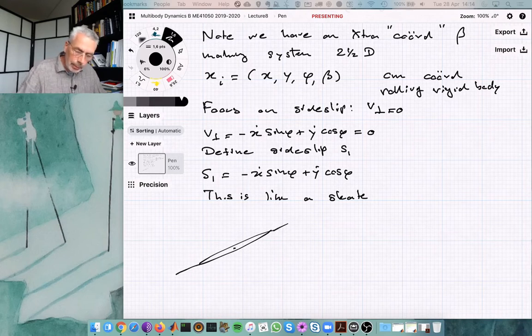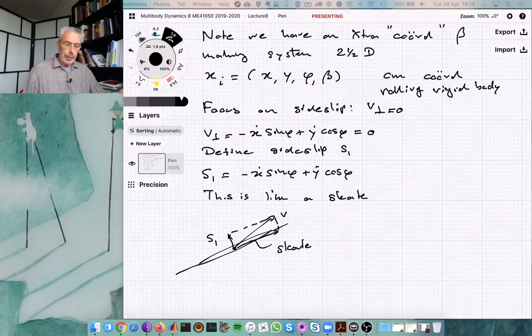only in this direction. So this is this point. This is the skate on the ice. If this is the velocity, then this is what we call S1, the side slip. And again, we want the side slip to be 0.